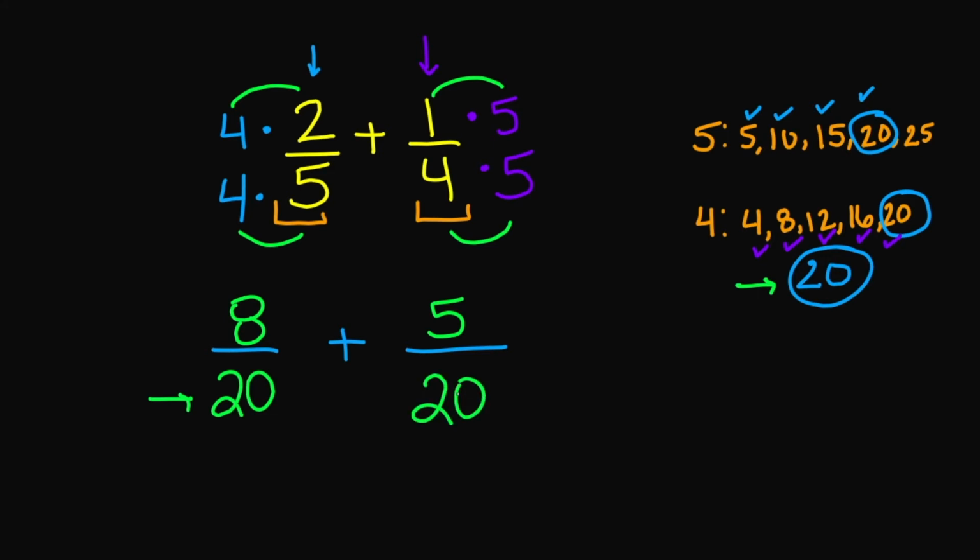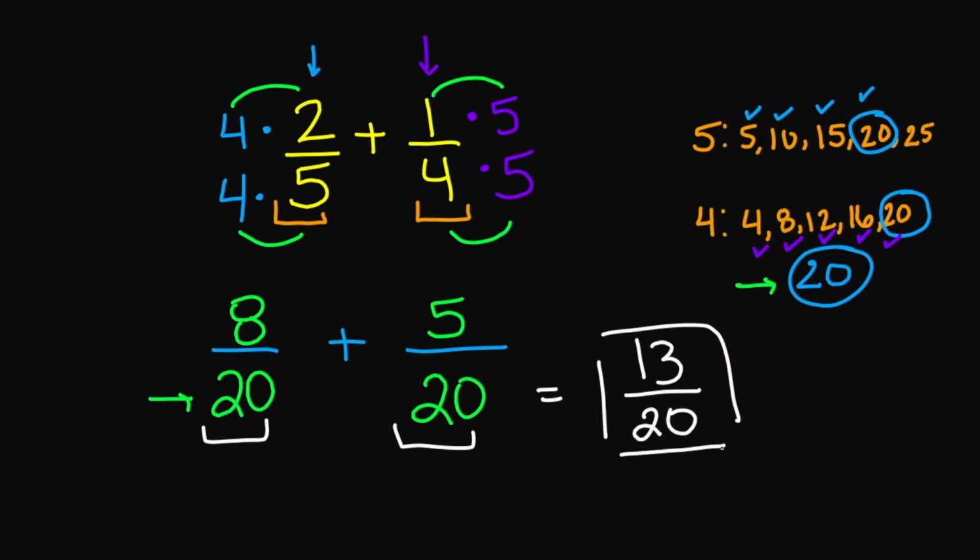So this is perfect. Remember, we need to get the common denominator so that we can add our fractions. And since I have 20 in my denominator here, I'm going to go ahead and add my numerators. So 8 plus 5 is going to give us 13. And then your denominator is 20. So your final answer is 13 over 20.